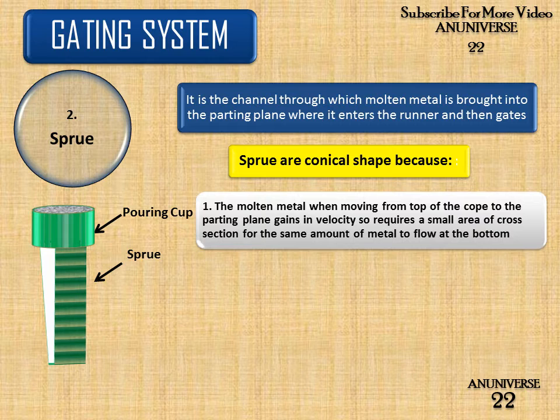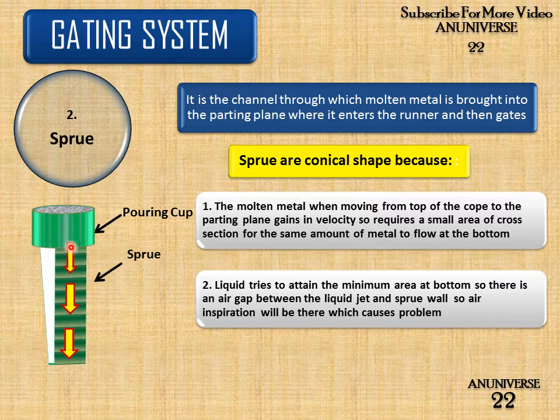And the function of the sprue: the molten metal, when moving from the top of the cope to the parting plane, gains in velocity, so it requires a small area of cross section for the same amount of metal to flow at the bottom. And second, liquid tries to attain minimum area at the bottom, so there is an air gap between the liquid jet and the sprue wall, so air aspiration will be there, which causes problems.